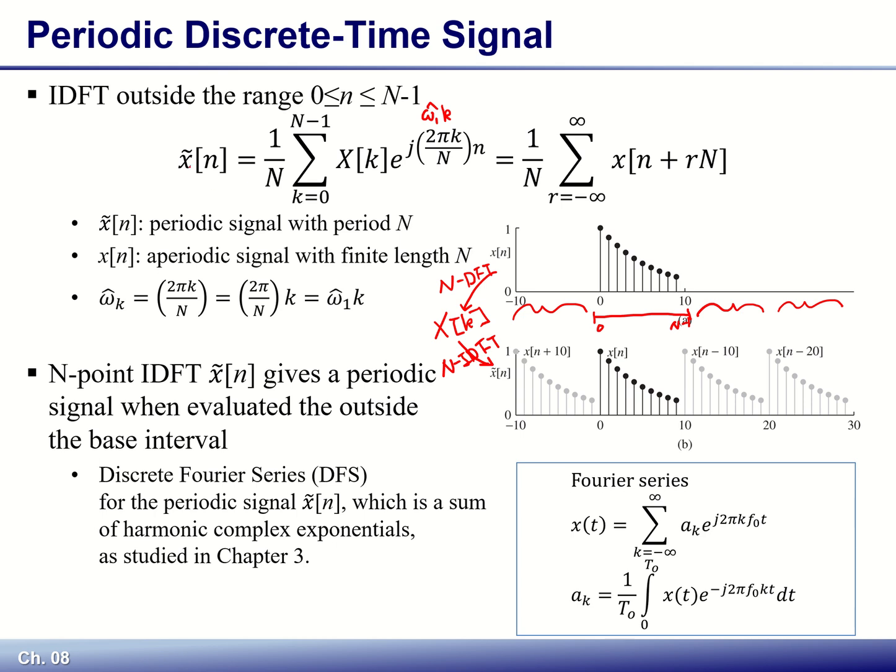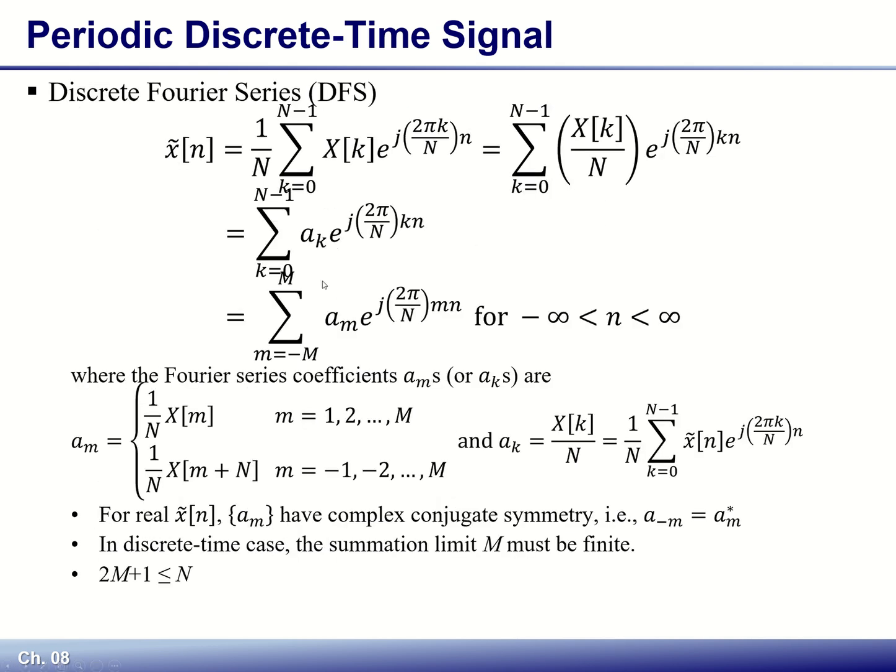That is, a periodic signal in the time domain is a summation of harmonic signals. Harmonic means there is a fundamental frequency and its multiples, right? So we will study Fourier series in discrete frequency. So we call it the discrete Fourier series. Here is a discrete Fourier series.